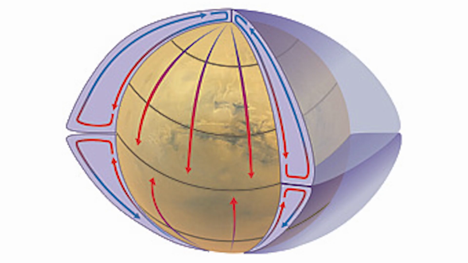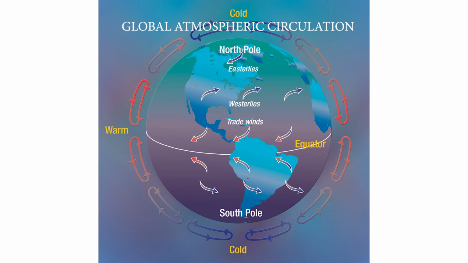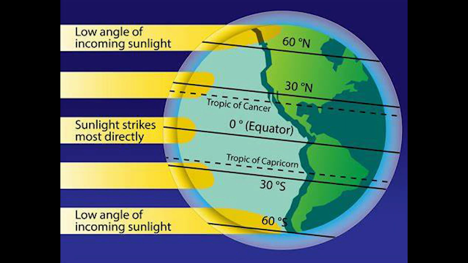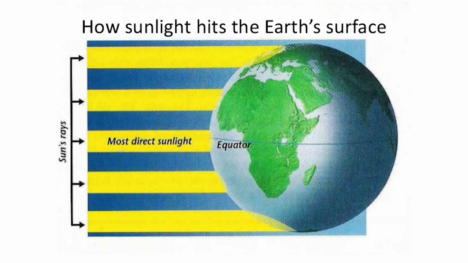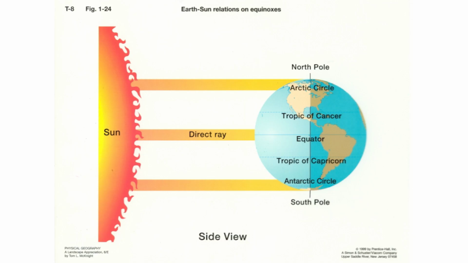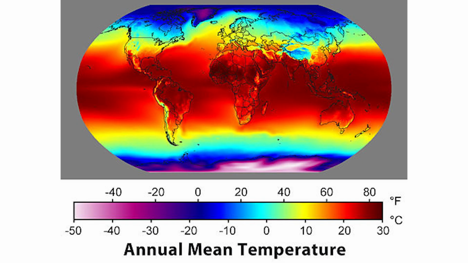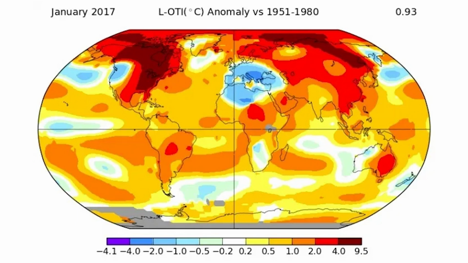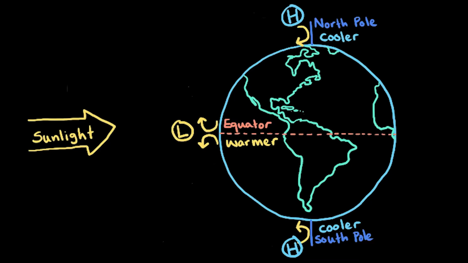Another factor influencing the movement of air is global atmospheric circulation. This is driven by the uneven heating of Earth by the sun. The equator receives more sunlight than the poles due to its direct alignment with the sun. This results in warmer temperatures at the equator and cooler temperatures at the poles. When air gets heated at the equator, it rises upwards and starts to flow towards the poles.